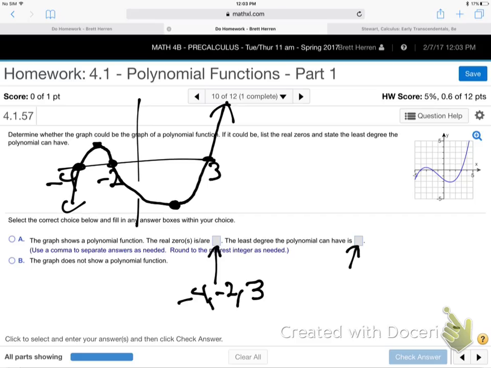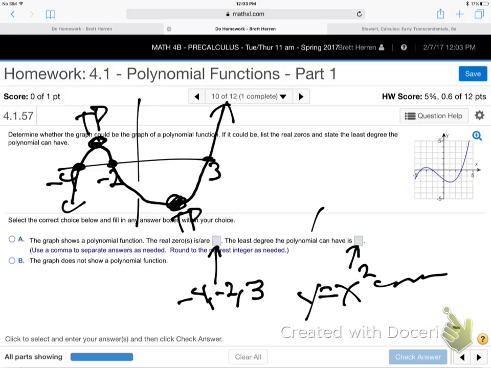And then it says the least degree. What's the lowest degree? In other words, could it be x squared? No. If x squared was the most powerful term, that couldn't be, could it? Because if it's x squared, what's the max number of turning points? 1. You can only have one turning point. This thing clearly has a turning point here, right? Turning point, turning point. It's got 2 turning points. So it's got to be x cubed or bigger. It could be x to the 4th, because that's got at most 3, but could have less.